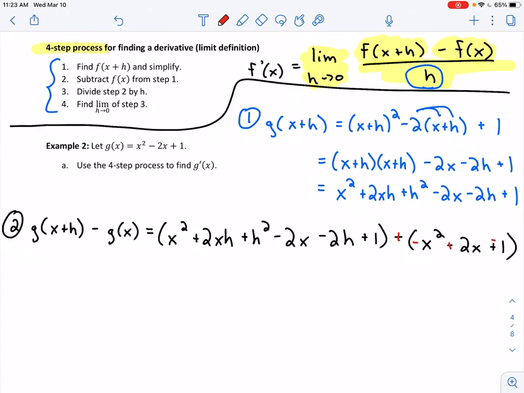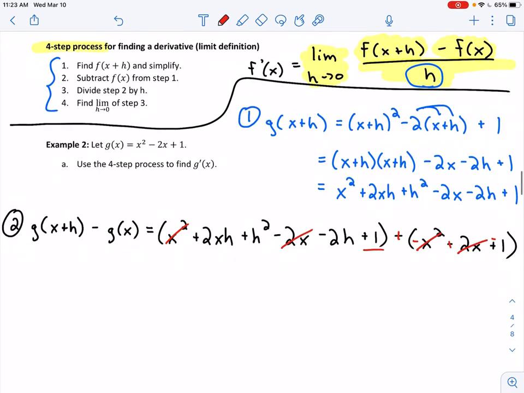And what we should have here is some like terms that we can combine and actually some terms that will cancel. I've got a positive x squared plus a negative x squared. Well, those two are going to cancel. I have a negative 2x plus a positive 2x. Those two are going to cancel. I have a positive 1 plus a negative 1. Those two are going to cancel. And I'm left with 2xh plus h squared minus 2h.